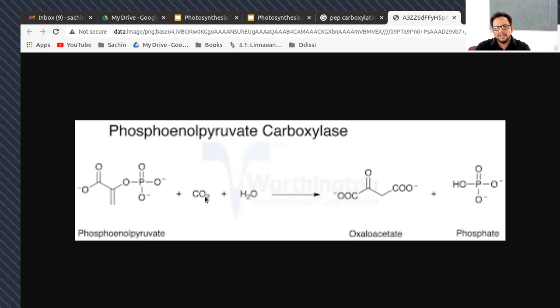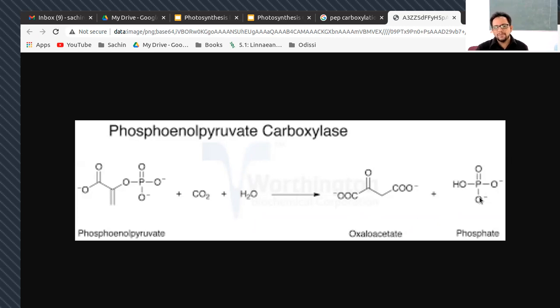When the carbon dioxide gets added to it, in the presence of water of course, it becomes oxaloacetate. And if you see, 1, 2, 3, 4, it is a 4 carbon molecule, right? So that is what is happening in the C4 plant. And again, this phosphate is released, and this phosphate which is released is again utilized for the formation of ADP to ATP.